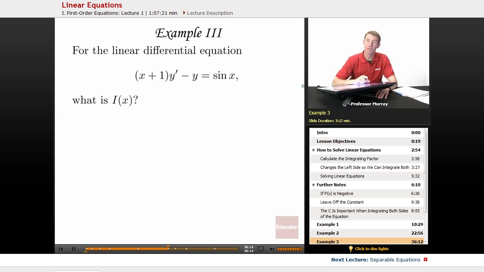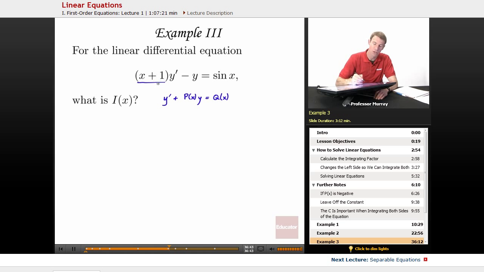In example 3, we're given a linear differential equation, and we're just asked to find the integrating factor. So we don't have to solve this one all the way through. So what we have to do here is just find the integrating factor. Remember, the general form for linear differential equations is y prime plus p of x y is equal to q of x. In particular, you're not allowed to have anything in front of the y prime, any coefficient here.